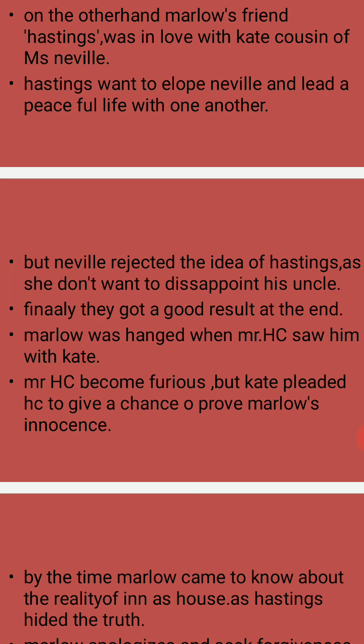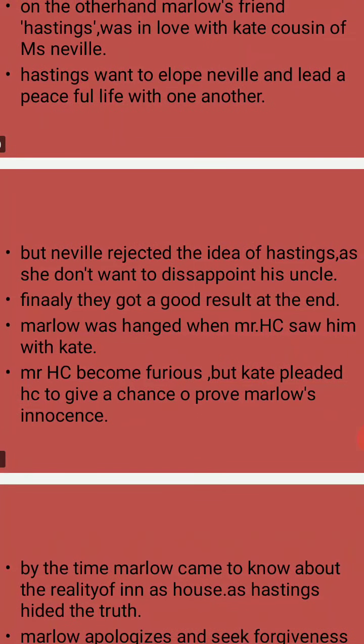Marlowe was hanged when Mr. Hardcastle saw him with Kate. Mr. Hardcastle became furious, but Kate pleaded with Hardcastle to give a chance to prove Marlowe's innocence. So when Mr. Hardcastle saw Marlowe and Kate together in one place, Mr. Hardcastle called and got angry. But Kate says that she needs a chance to prove the modest behavior of Marlowe and the innocence of Marlowe.